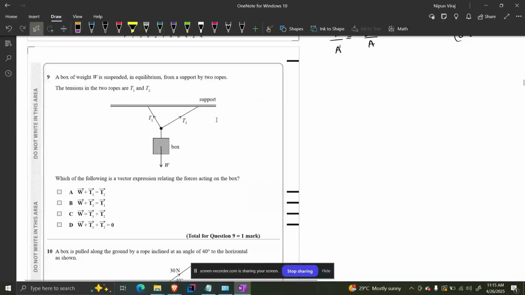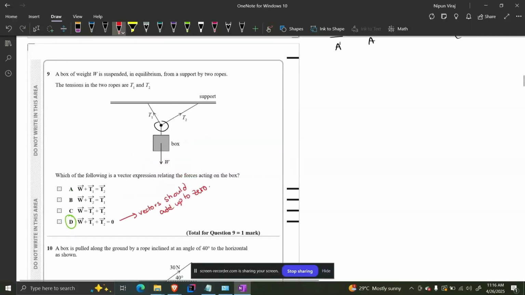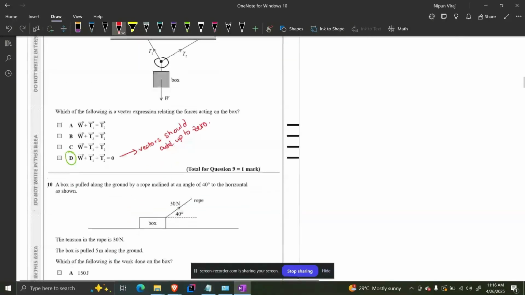The ninth question, box of 8w. This is a simple question because if you consider this point in equilibrium, then surely the vectors should add up to 0. That's it. Right? No other answer.